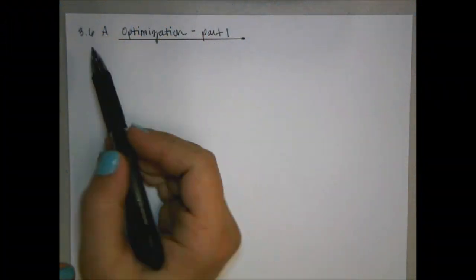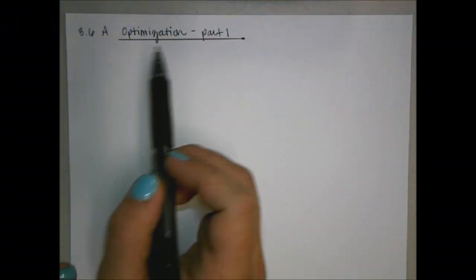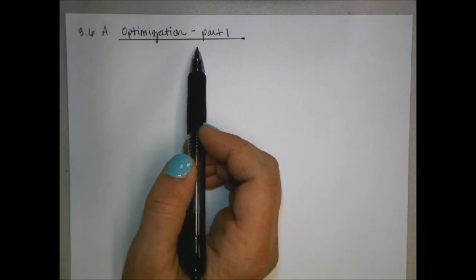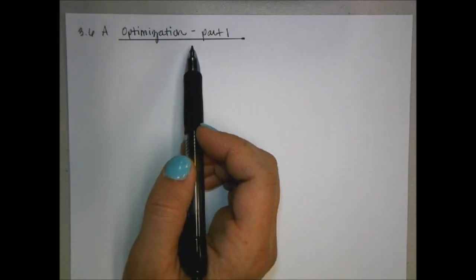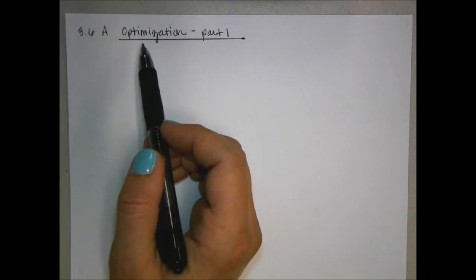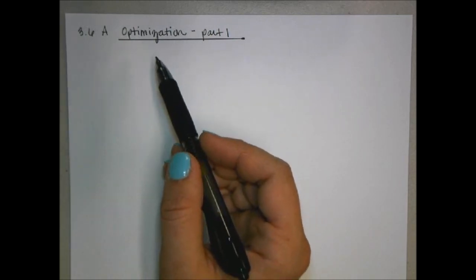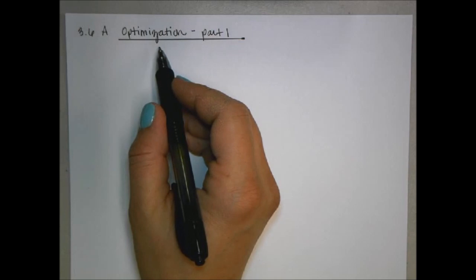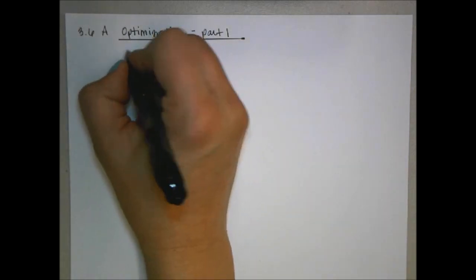Objective 6 is going to come in two parts, A and B. So A is part 1. In another day, we'll do part 2, and it's going to be more optimization problems. They might be just a little bit different. I guess you could call them a little bit tougher. And optimization is just an application of maximums and minimums.